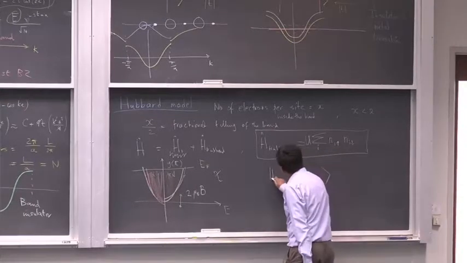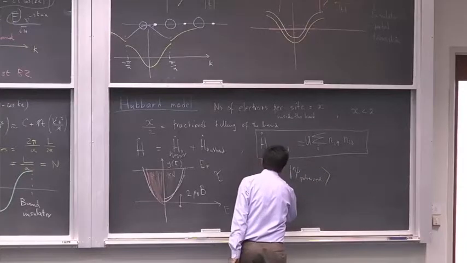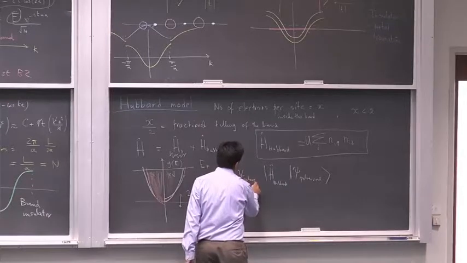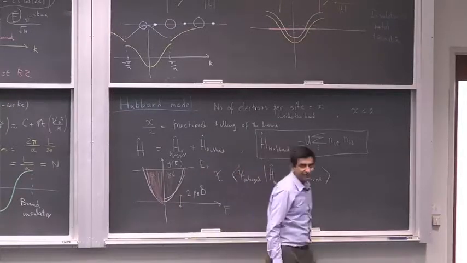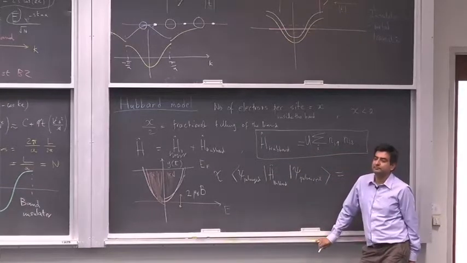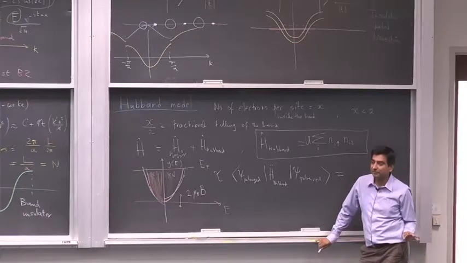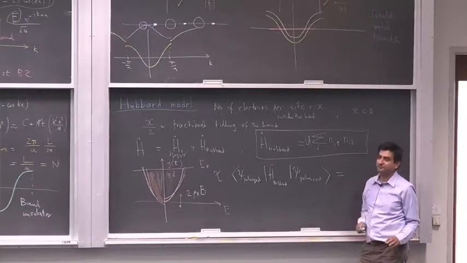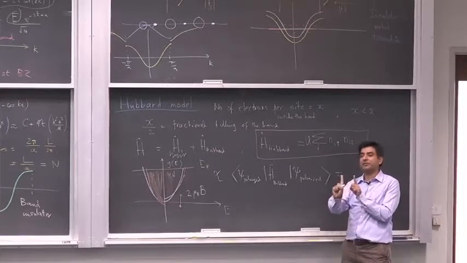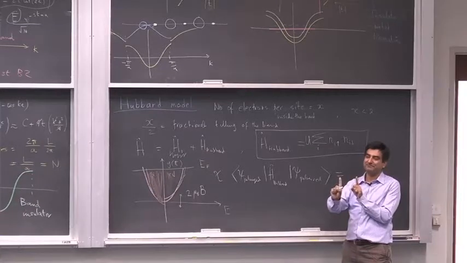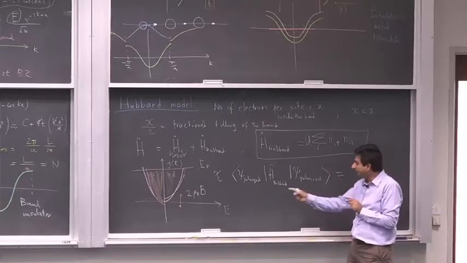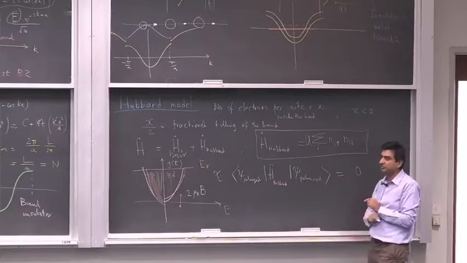Now if I were to calculate the expectation value of the Hubbard Hamiltonian for such a 100% polarized state, what is this expectation value going to be? This must be 0 because this term is 0. Any two electrons are parallel, so they can never be on the same site, otherwise the Pauli exclusion principle is going to be violated. So this term is always 0 for any pair of electrons in a perfectly polarized state, so this must be equal to 0.